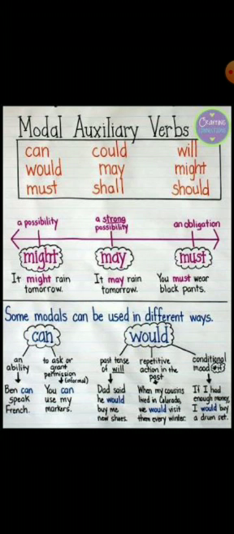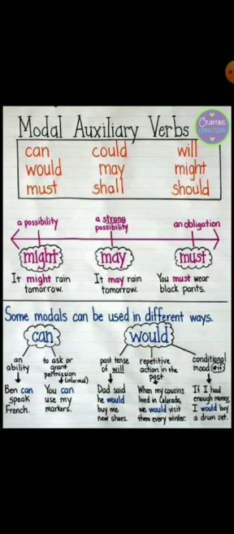Next, for polite requests you can also use could. For example, could you please tell me the way to the hotel? Could you please tell me the time? Could you please help me in lifting those books? Could you please lend your book to me? These are some examples.